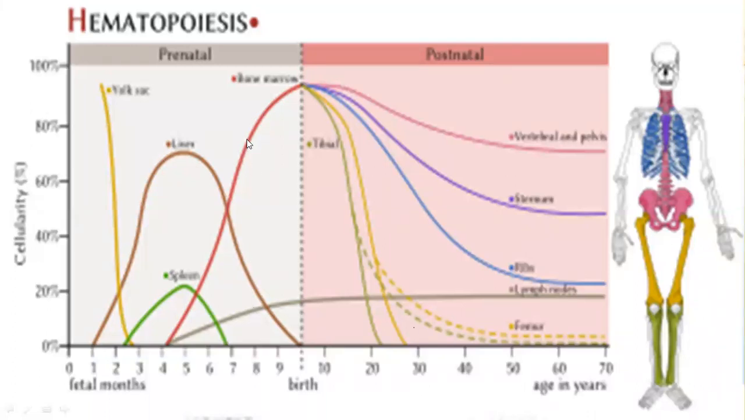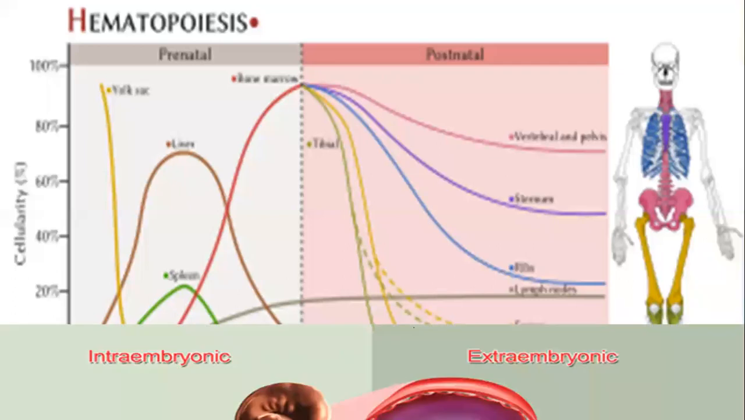Then the skeleton will pick up the function of production of these blood cells. So depending on the type of the bones, you have variation in terms of the quantity of blood cells produced. So you have more of the flat bones that are involved in producing blood cells, and long bones with time will stop producing blood cells, except for the proximal part of these long bones.